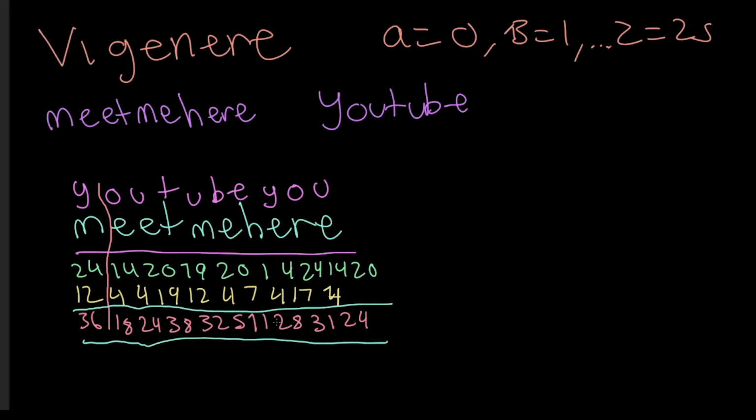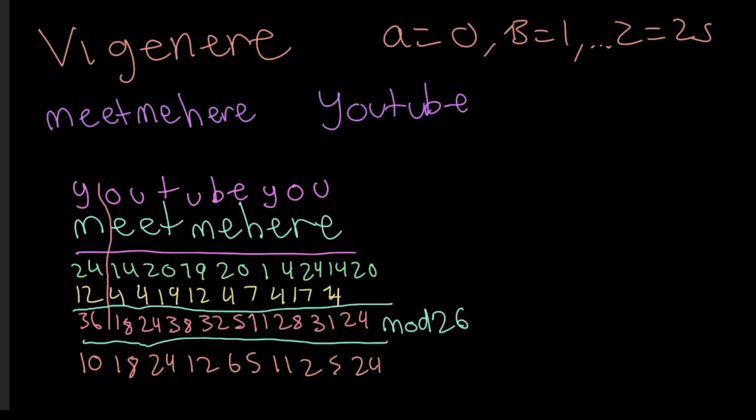Now what we need to do with this line of numbers is perform a mod 26 calculation. So we get 10, 18, 24, 12, 6, 5, 11, 2, 5, and 24. If we convert back to letters, we get K, S, Y, M, G, F, L, C, F, Y. And that right there is our ciphertext.